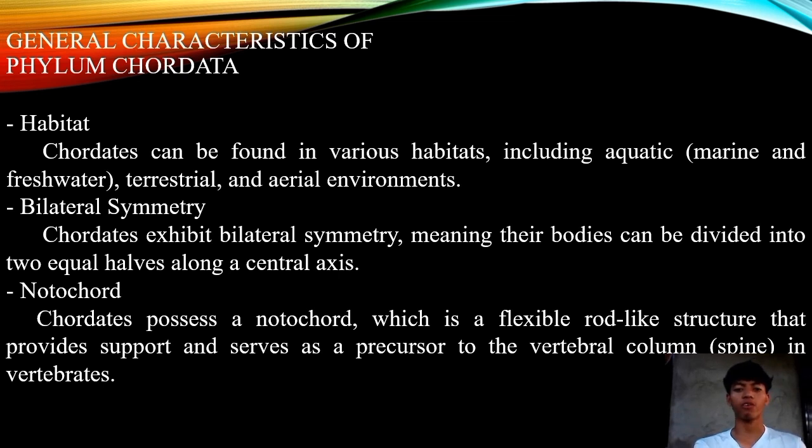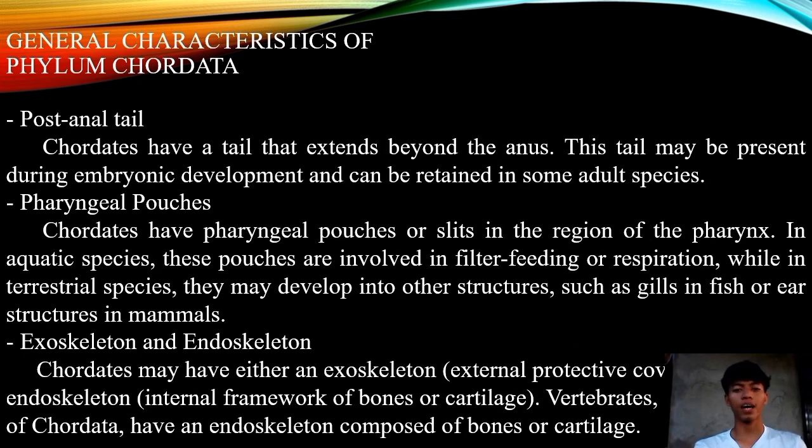Next, we have notochord. A defining feature of chordates, the notochord is a flexible rod-like structure that provides support and structure during early development. In vertebrates, it typically develops into the backbone or vertebral column. So next we have the post-anal tail. Many chordates possess a post-anal tail, which is an extension of the body located behind the anus.